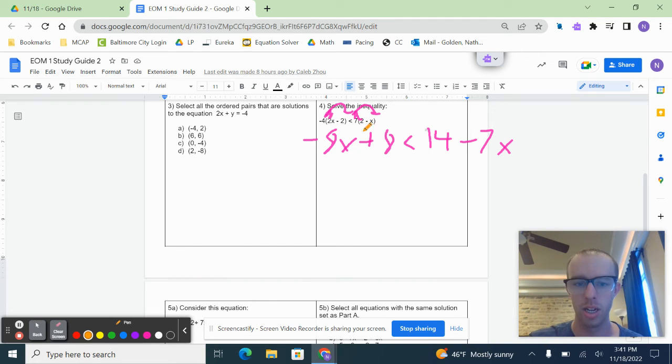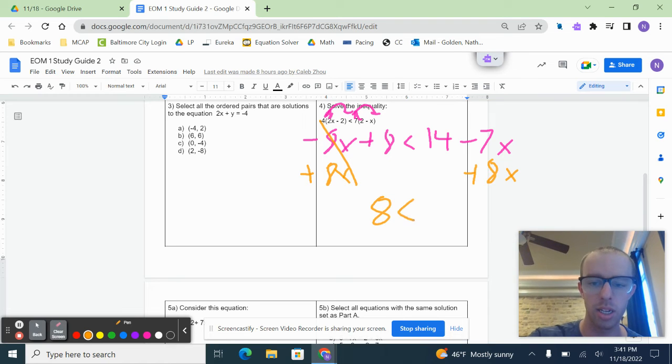All right. So I need to get rid of the smaller variable term here. I have variables on both sides. Can't have that. So I'm going to get rid of the negative 8x by adding 8x to each side. These cancel. I get 8 is less than 14. Negative 7 plus 8 is 1x, or x. And so I'll just write x.